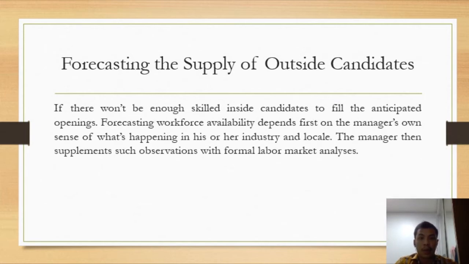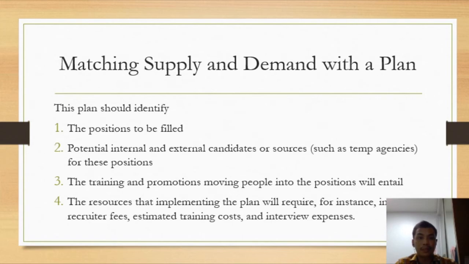And then forecasting the supply of outside candidates: there won't be enough skilled inside candidates to fill the anticipated openings. Forecasting workforce availability depends first on the manager's own sense of what's happening in his or her industry and locality. The manager then supplements such observation with formal labor market analysis. And then matching supply and demand with a plan.